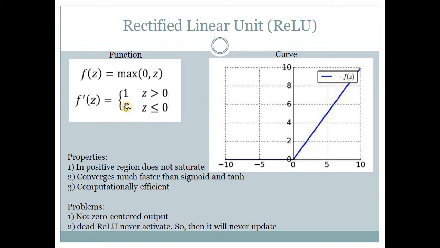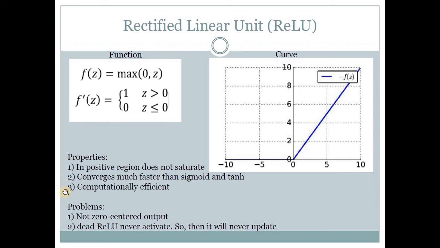So the derivative is something like this. When z is greater than 0, it is 1, and it is 0 if z is less than or equal to 0. Some of the properties that ReLU has: in the positive region it doesn't saturate, as we can see. It converges much faster than the sigmoid and tanh.